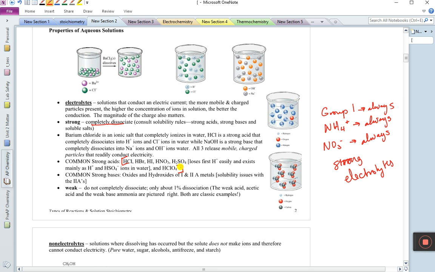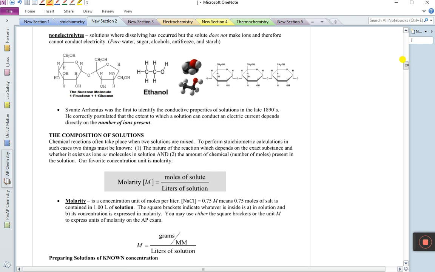Weak are things that dissociate but not completely. Acetic acid and ammonia are really common weaks. We're going to talk about weak electrolytes a lot later in the semester because we can actually calculate how weak is weak and what they're going to do. Alright, remember that covalent things that dissolve are non-electrolytes. Sugar, alcohol, antifreeze, starch. These things are not electrolytes. Do not tell me they're going to be electrolytes. Those are also things you should not look up based on the OH rule.